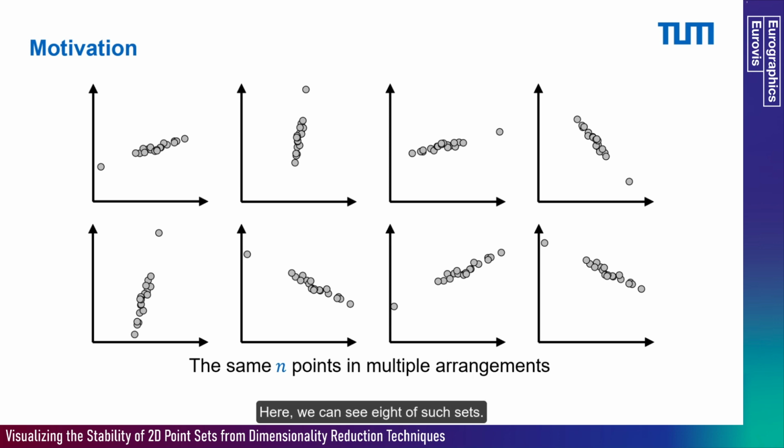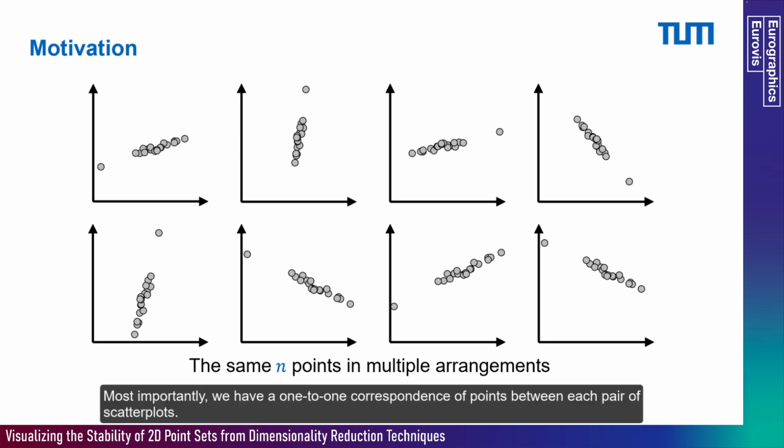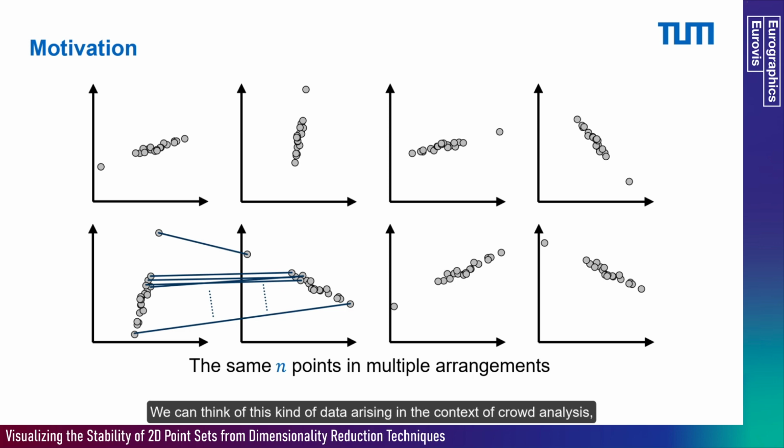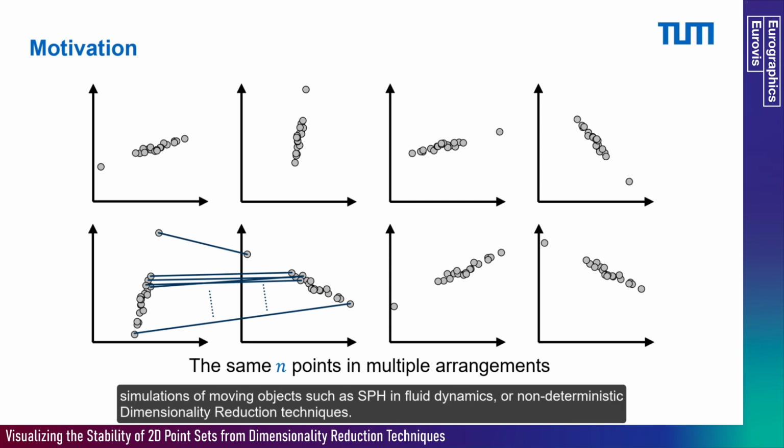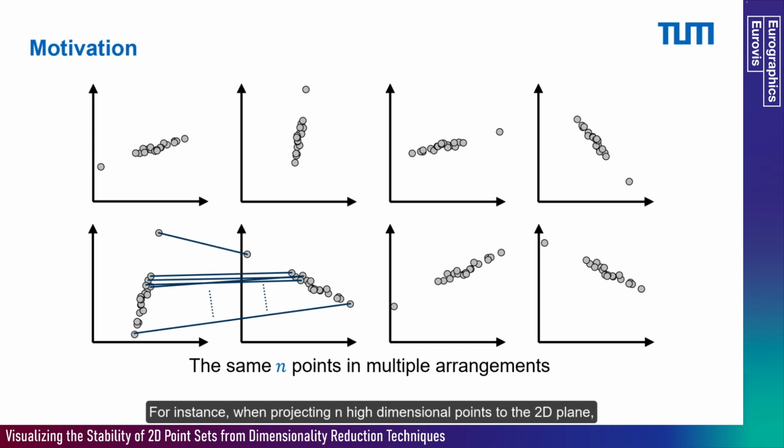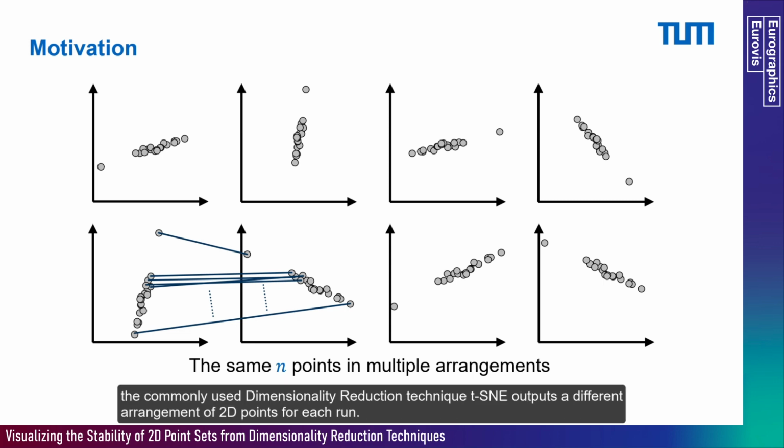Here we can see 8 of such sets. Most importantly, we have a one-to-one correspondence of points between each pair of scatter plots. We can think of this kind of data arising in the context of crowd analysis, simulations of moving objects such as SPH and fluid dynamics, or non-deterministic dimensionality reduction techniques. For instance, when projecting n high-dimensional points to the 2D plane, the commonly used dimensionality reduction technique t-SNE outputs a different arrangement of 2D points for each run.